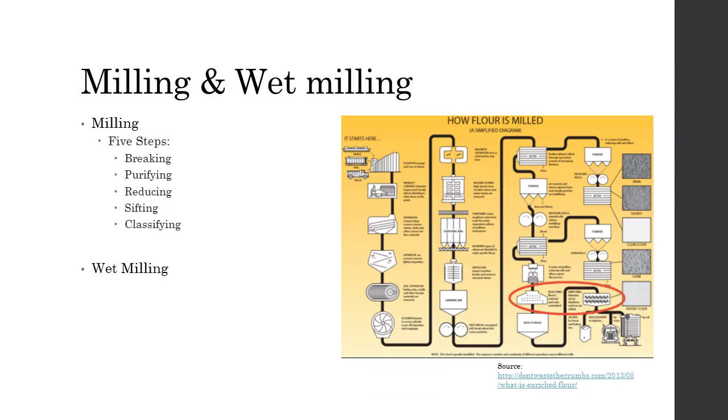The difference between milling and wet milling. With milling, the endosperm portion of grain kernels is ground into fine powder, which becomes the flour. There are 5 steps to the milling process. These 5 steps include breaking, purifying, reducing, sifting, and classifying. With wet milling, there is no mechanical grinding or breaking. The grains are first soaked in water, which softens the seed kernels and makes it easier to separate the components.